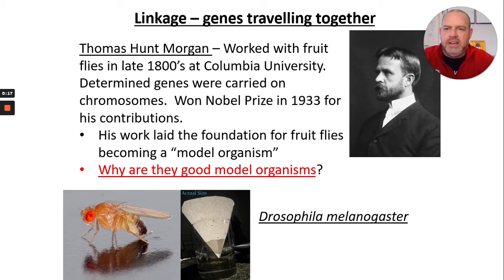Before we get into that, Thomas Hunt Morgan was a big geneticist who worked with a lot of fruit flies and started off a lot of research with fruit flies and gave us a lot of this information. So give a little credit to him. 1800s, Columbia University. He determined genes were carried on chromosomes, and won the Nobel Prize for that. And he used fruit flies, which we talked about the other day are good model organisms. So go back and think about what traits make a good model organism, if you don't remember. And Drosophila melanogaster, that is the genus species name for the fruit fly.